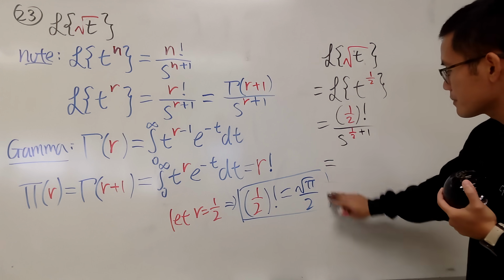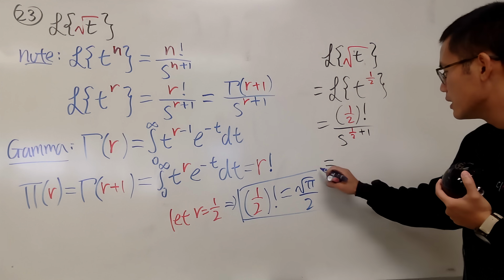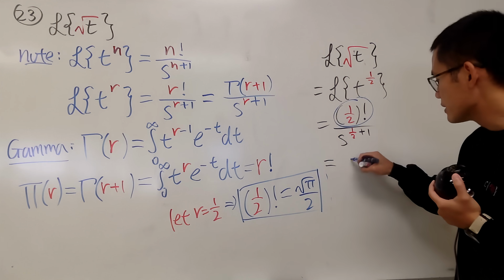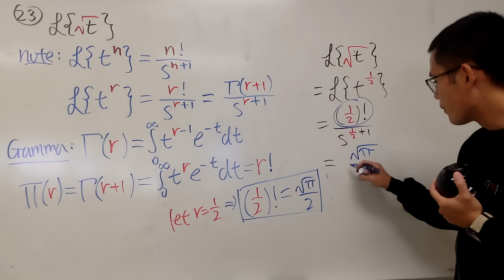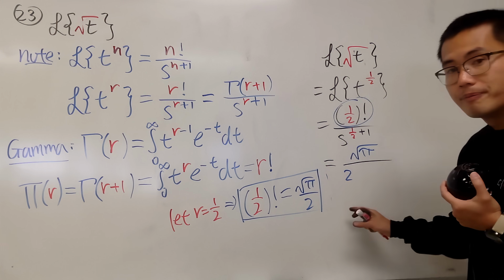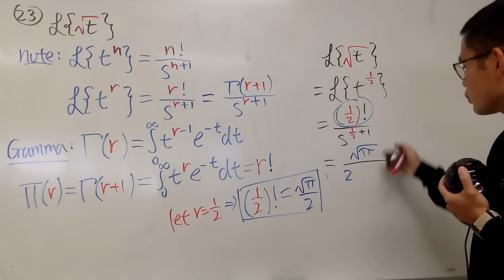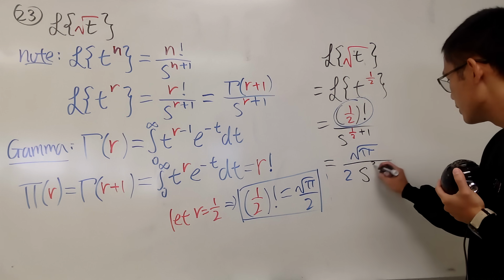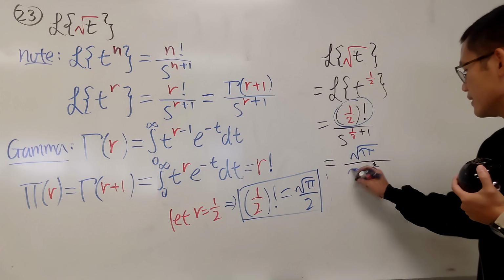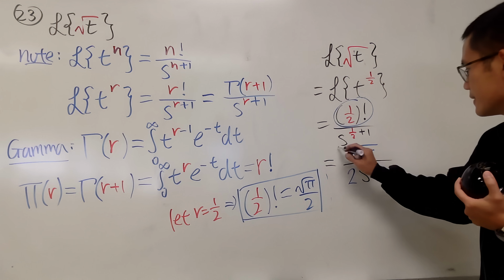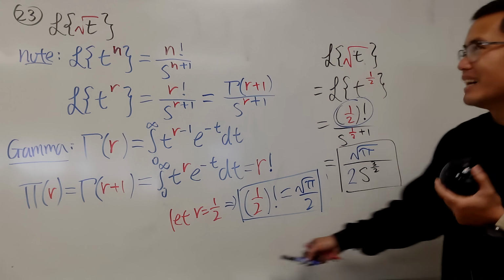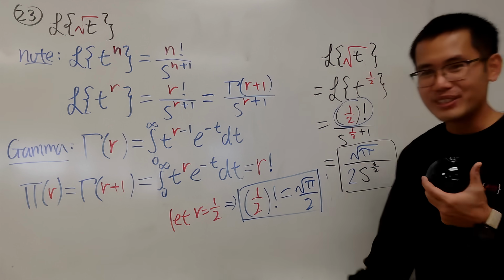And now, based on what I told you guys right here, 1/2 factorial is just nicely equal to square root of pi over 2. Yeah? Square root of pi over 2. And then s to the 1/2 plus 1, it needs no introduction. It's just s to the 3/2, like this. So this is it. Yeah, this is it. So for this one, let me just tell you guys what the gamma function is. And then it actually works out very nicely. Pretty cool stuff, just like that, right?